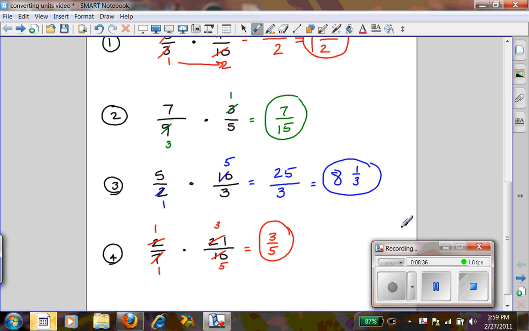All right, let's do a quick check. Number 2, you should have gotten 7/15. Number 3, you should have gotten 25/3, and then you change that to a mixed number because 3 goes into 25 8 whole times. 8 times 3 is 24, so that means you have 1 more to get to 25. So there's 1 left over out of 3. That's 8 1/3. And number 4 is 3/5.